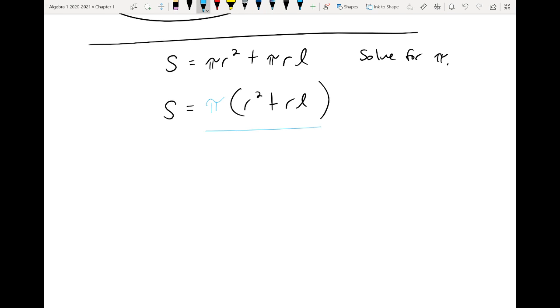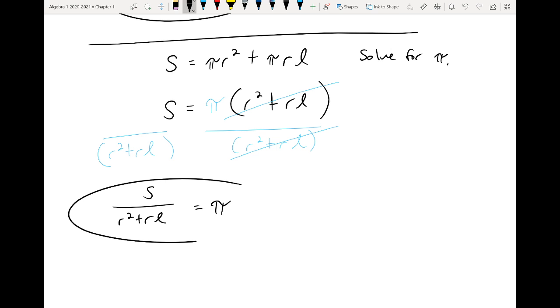So now, same process. Let's divide by that quantity. R squared plus rL. R squared plus rL. Okay? That factors out. And now pi on the right side is by itself, so we've effectively solved, right? S over r squared plus rL. And that's your answer.